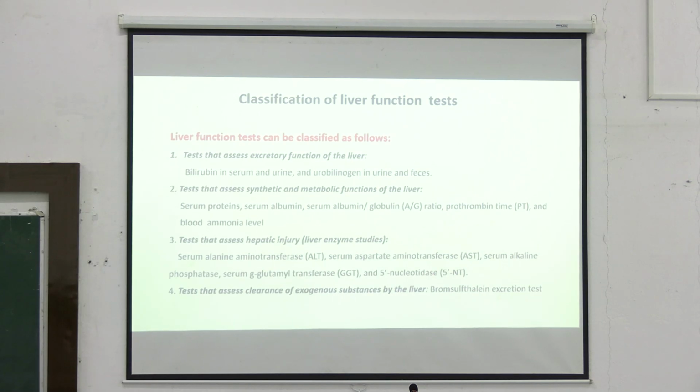Tests that assess hepatic injury. Number one is serum alanine aminotransferase or ALT, serum aspartate aminotransferase or AST, serum alkaline phosphatase, serum gamma-glutamyl transferase, and 5' nucleotidase. Tests that assess clearance of exogenous substance by the liver: bromsulphalein, a special test.